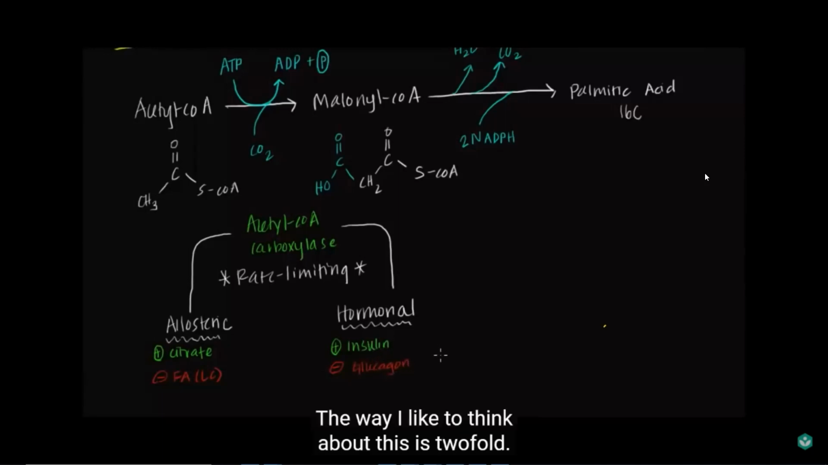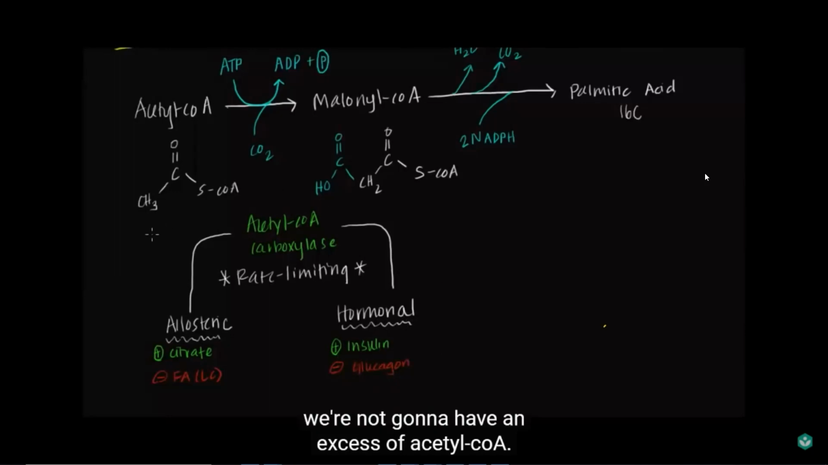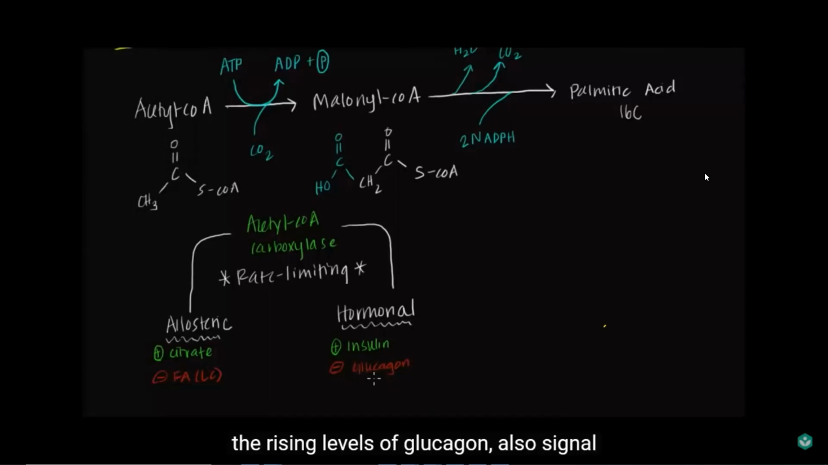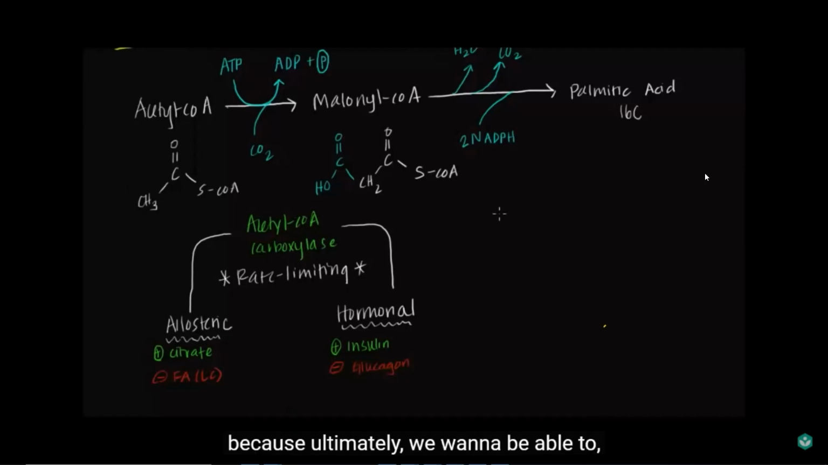The way I like to think about this is twofold. Remember that glucagon levels rise several hours after a meal once we have low blood glucose levels. If we don't have an excess of glucose, we're not going to have an excess of acetyl CoA, so we won't want to be forming all of these fatty acids. But I also remember that rising levels of glucagon signal those adipose cells to release fatty acids into the bloodstream for all of our cells to break down to produce more ATP. If we're in a state of net breaking down of fatty acids, we don't want to be simultaneously building them back up, because in this phase at least, we want to extract the energy by breaking those fatty acids down.